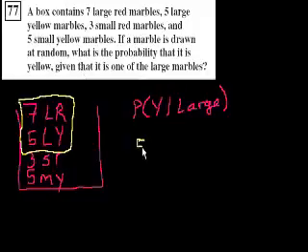So there's 5 yellow large marbles. That's these right here. And how many total large marbles might I have picked? Well, 5 plus 7 is 12. So there's a 5/12 chance that I picked a yellow marble, given that I picked one of the large marbles.